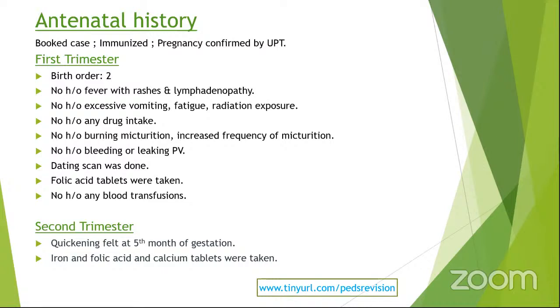Yes, sir. So antenatal history. It's a booked case, immunized and pregnancy confirmed by urine pregnancy test. First trimester, the birth order of the child is second. There's no history of any fever with rash and lymphadenopathy. No history of excessive vomiting, fatigue, radiation exposure. No history of any drug intake. No history of burning micturition, increased frequency of micturition. No history of bleeding or leaking PV. Dating scan was done. Folic acid tablets were taken, and there is no history of any blood transfusions. Okay, so this is first trimester. So these are all standard questions, your standard history pattern, which you are going to ask.